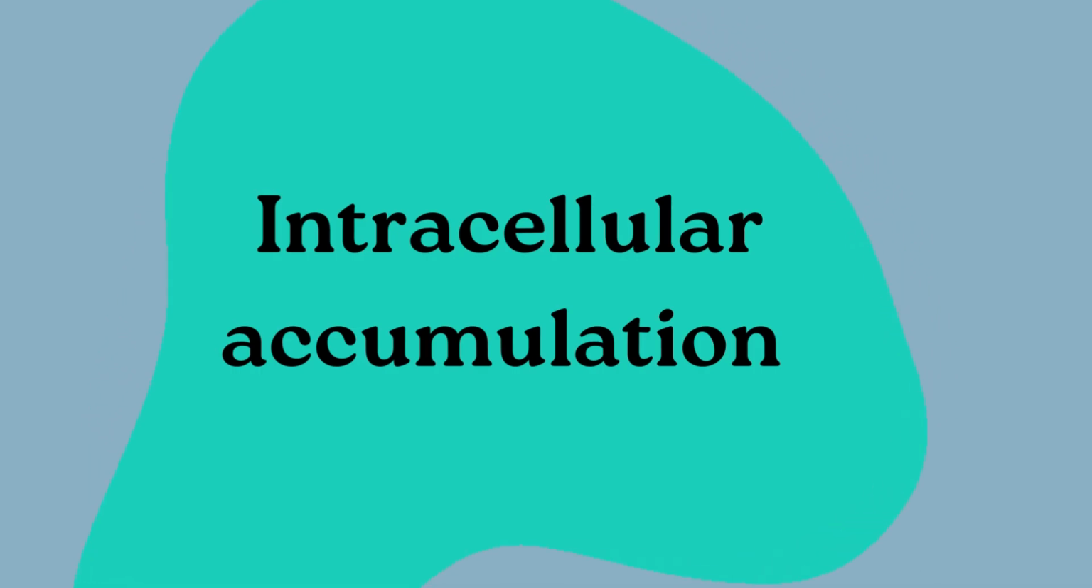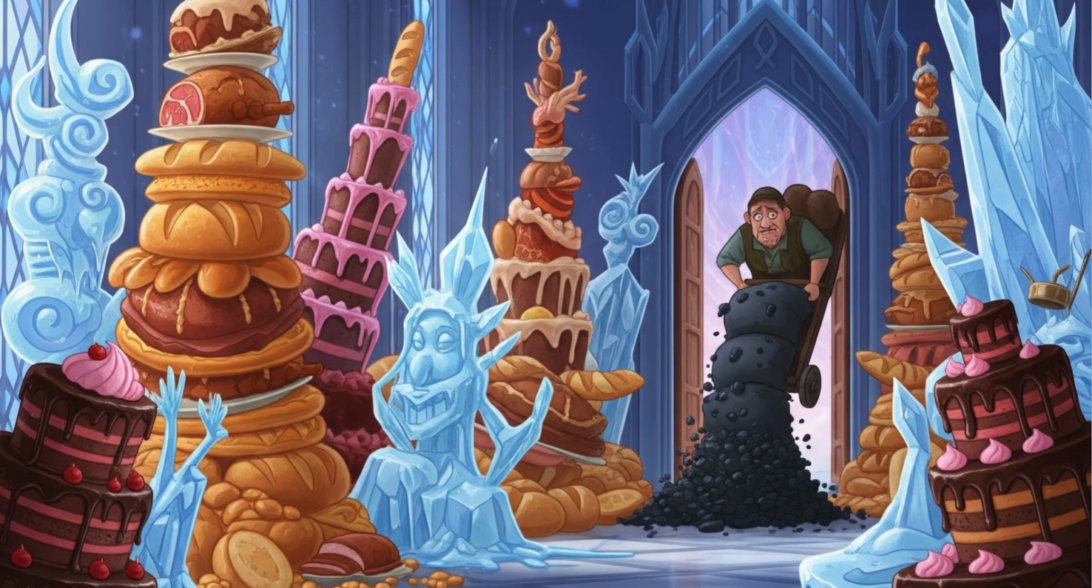Okay, so think of a cell as Arendelle's castle. Normally, goods flow smoothly in and out. By goods, I mean food, clothes, and letters. But sometimes things pile up inside, just like Elsa accidentally filled the halls with ice. Robbins defines intracellular accumulations as abnormal amounts of substances that build up inside the cells, either transiently or permanently.